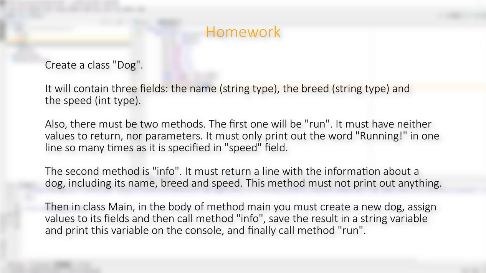Then in class main, in the body of method main, you must create a new dog, assign values to its fields, and then call method info, save the result in a string variable, and print this variable on the console. And finally, call method run.